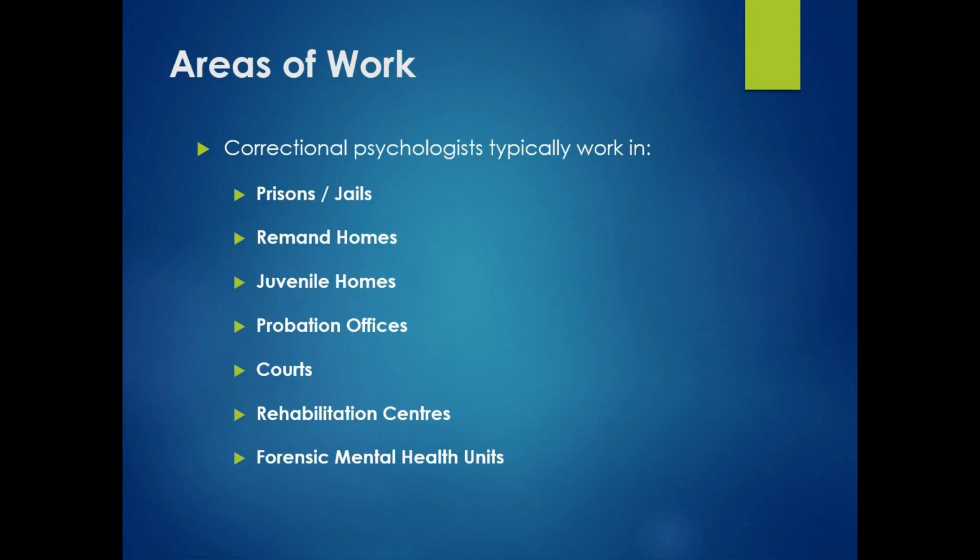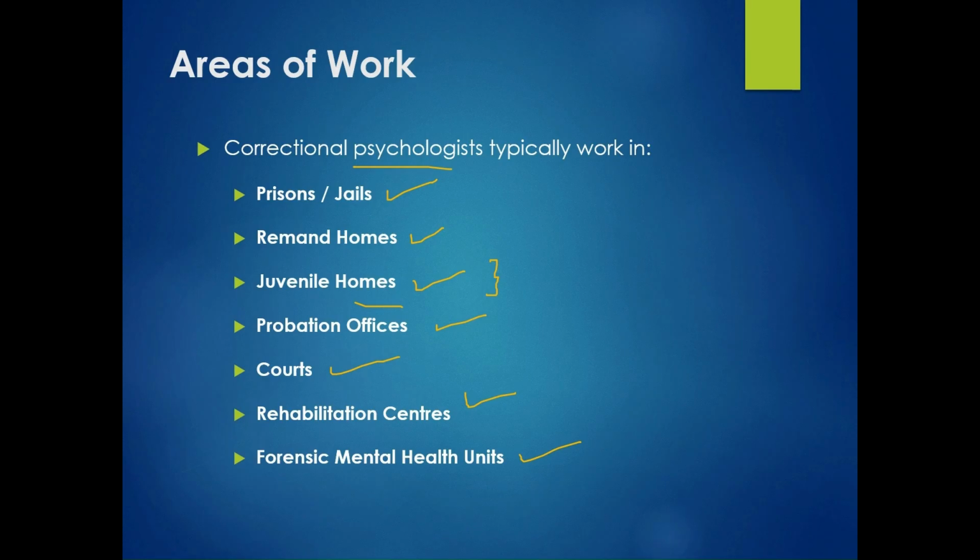Areas of work. Correctional psychologists work in many settings. Some of these include prisons and jails, remand homes, juvenile homes. These are places where anyone who has done a crime but is below the legal age of an adult, 18 years in India, is sent, in juvenile homes instead of prisons. Then probation offices, courts, rehabilitation centers, and forensic mental health units. These are all the areas where correctional psychologists typically work.